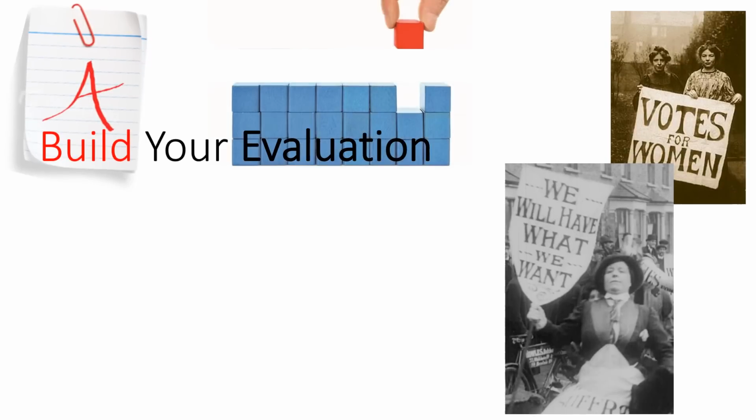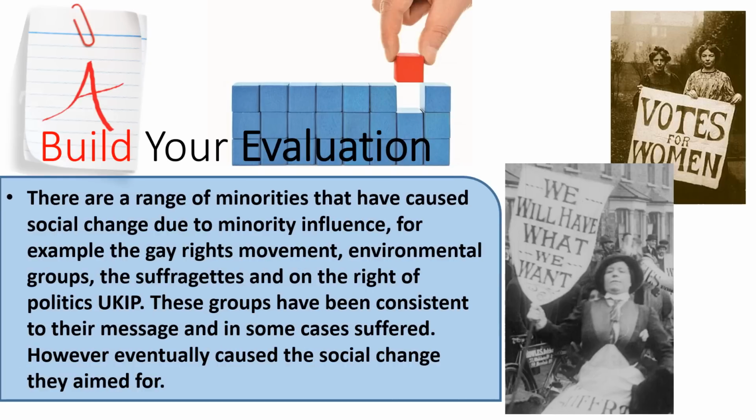So we could expand minority influence by talking about some of the minorities that have caused real social change due to minority influence. For example, the gay rights movement, environmental groups, the suffragettes, and on the right of politics, UKIP. All of these groups have been consistent in their message and in some cases suffered. However, they've eventually caused the social change they aim for.